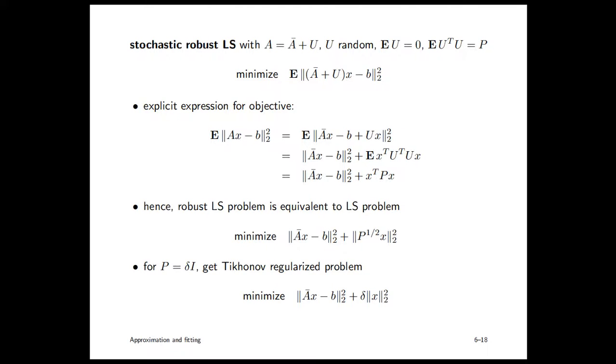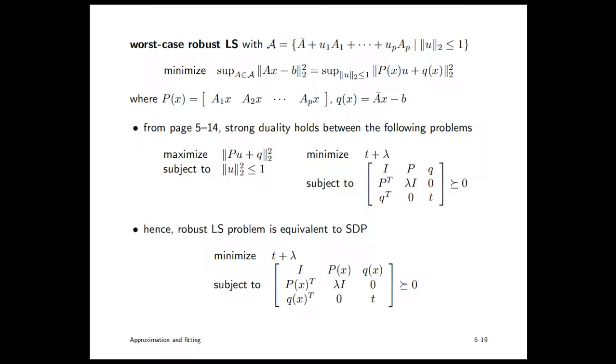This observation gives us another interpretation of the Tikhonov regularized least squares problems. And the worst-case robust approximation problem is to minimize the worst-case error. In this objective, the variable is x, and the problem data are b and the set A.